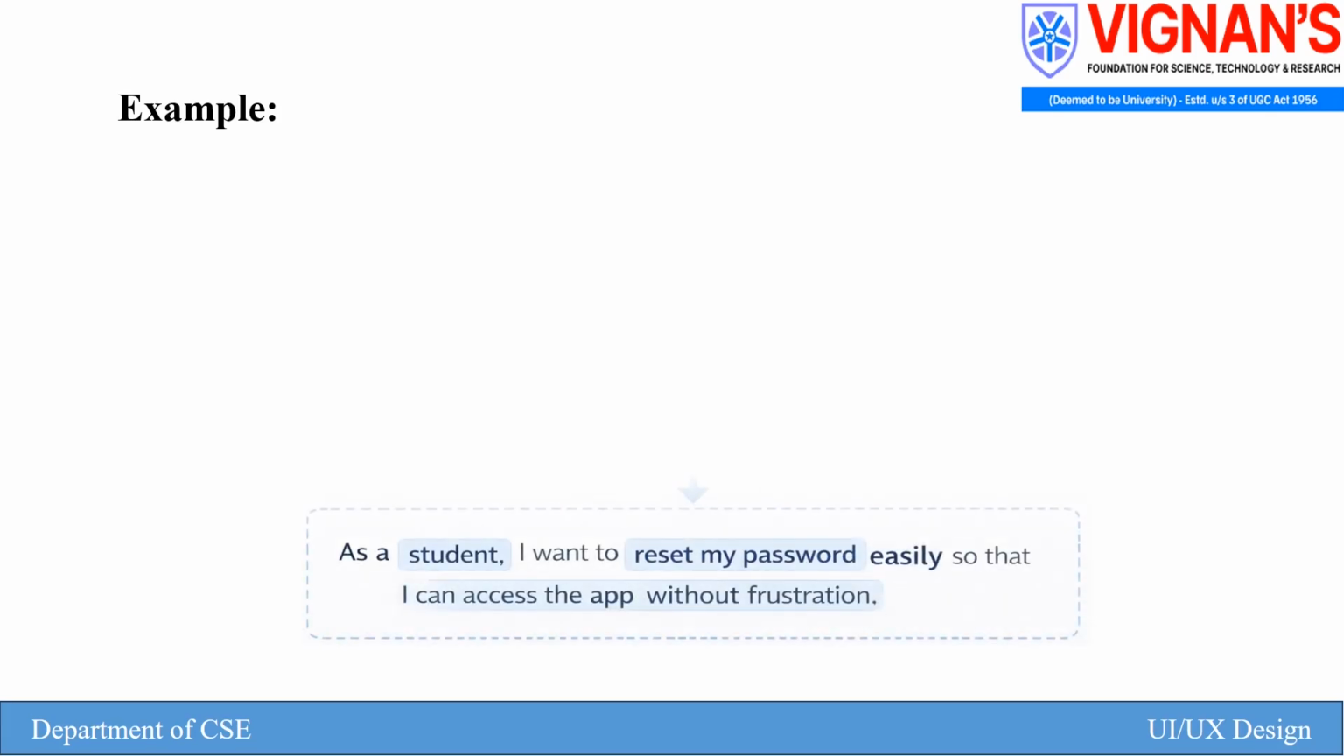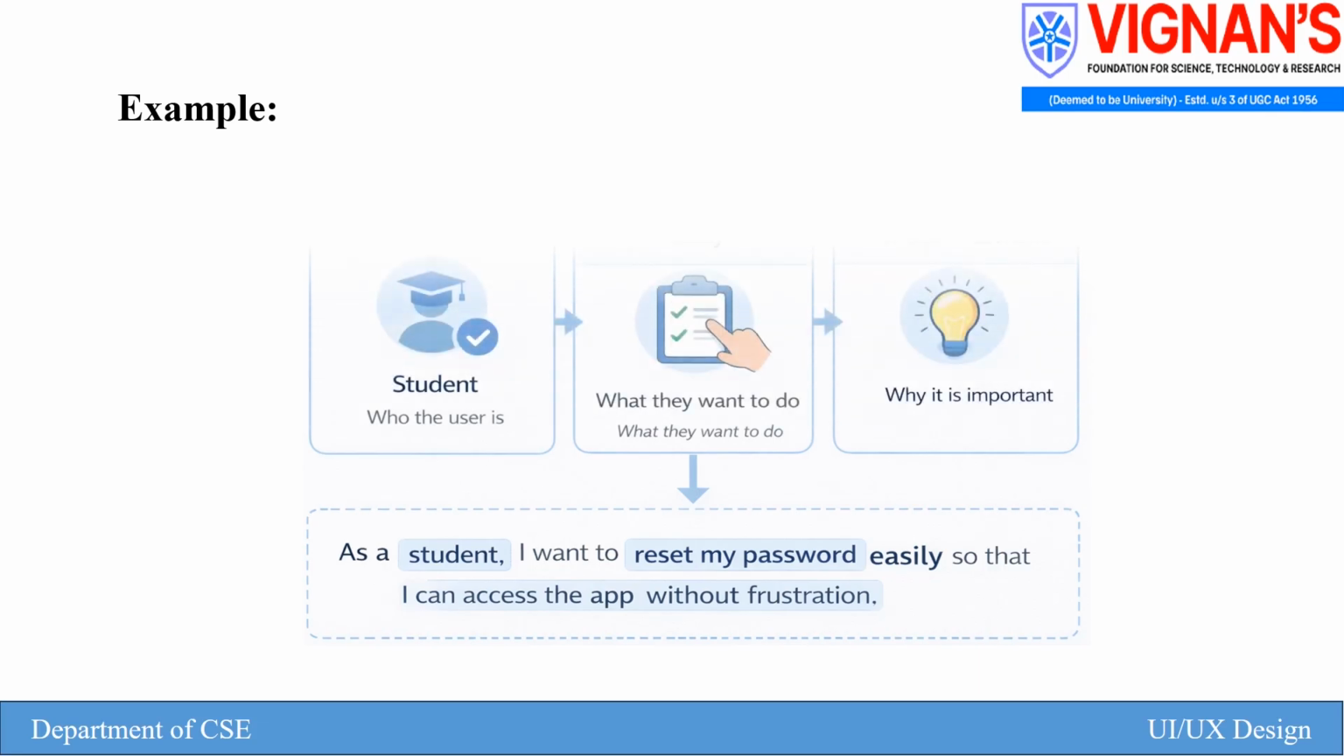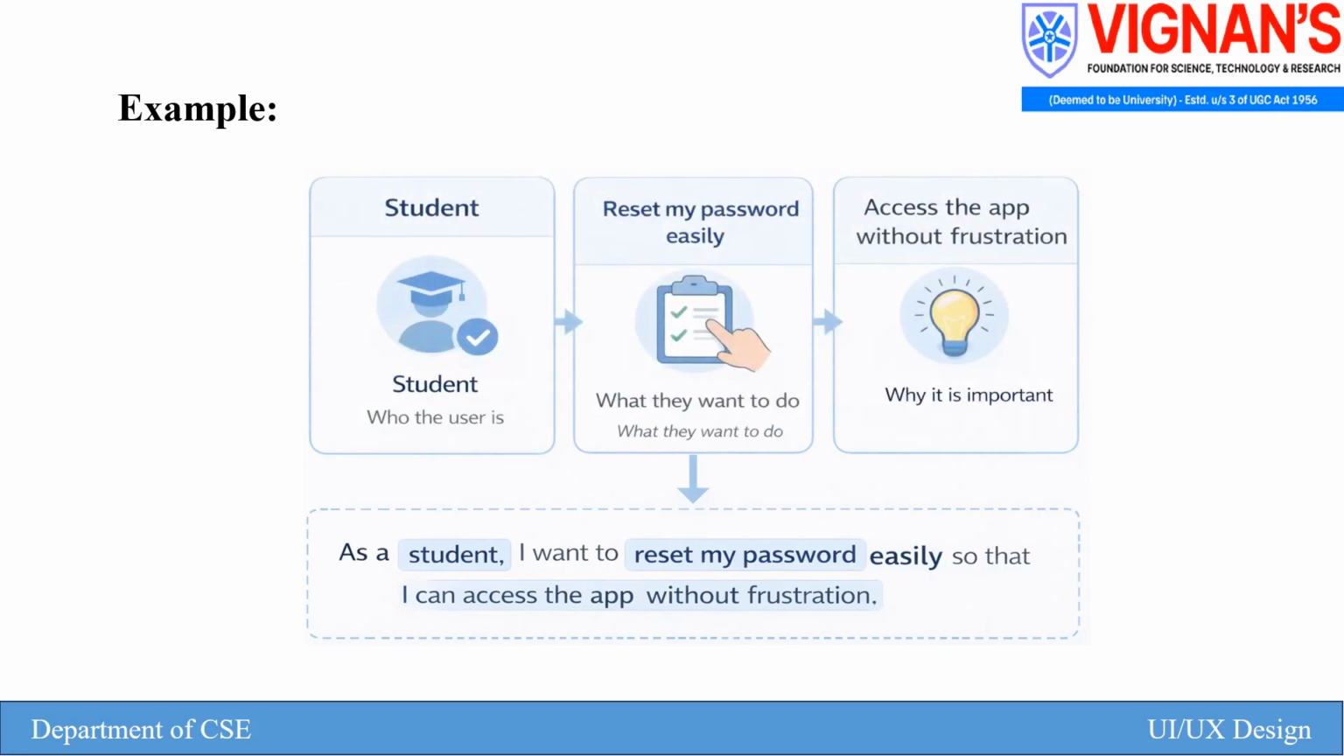Example of a user story. As a student, I want to reset my password easily so that I can access the app without frustration. Here, the user is a student. The goal is to reset the password easily. And the reason is to access the app without frustration.